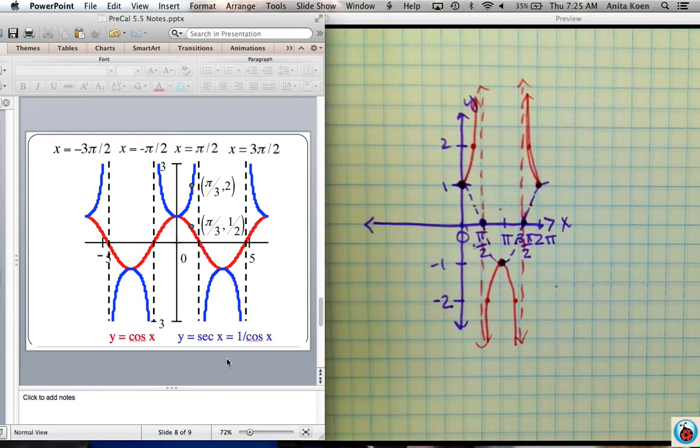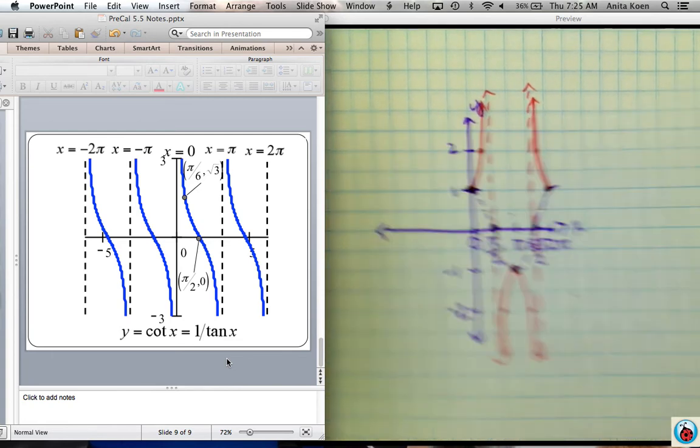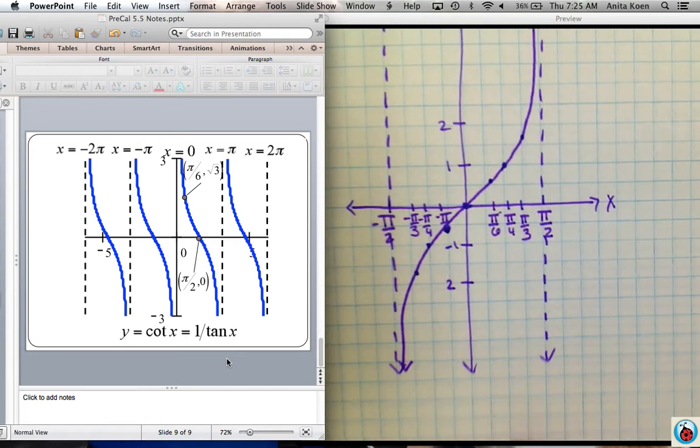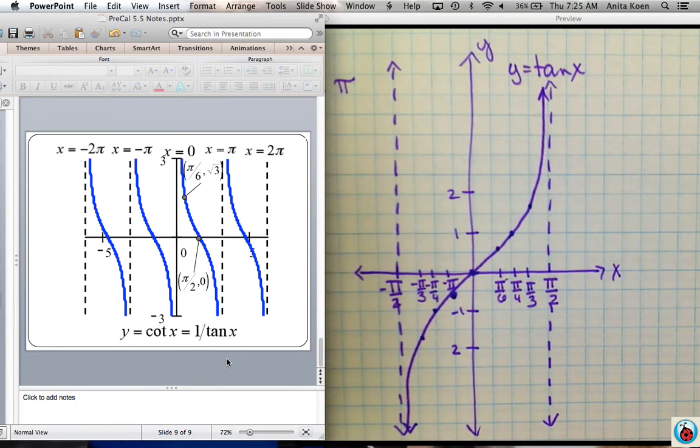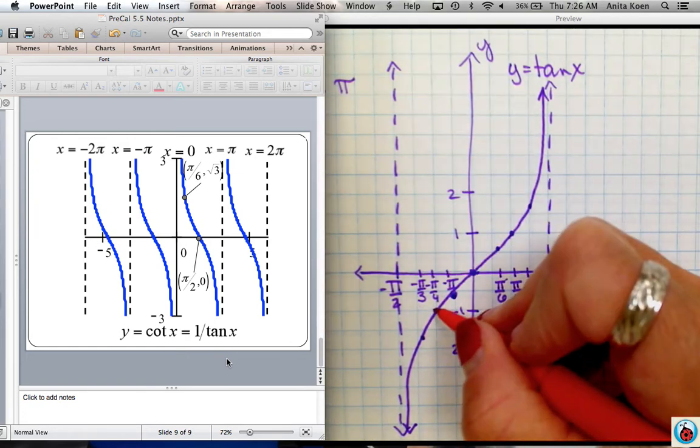Now remember that the period for the secant and the cosecant is 2 pi, just like the period of the sine and the cosine. Then if I want to do the cotangent, it's going to be the reciprocal of the tangent, which makes the graph flip. I'm going to put the tangent back here that I had graphed earlier with you. Here's my tangent function. And in red on this same graph, I'm going to graph the cotangent function. Okay, and I'm going to do just these critical points right here.